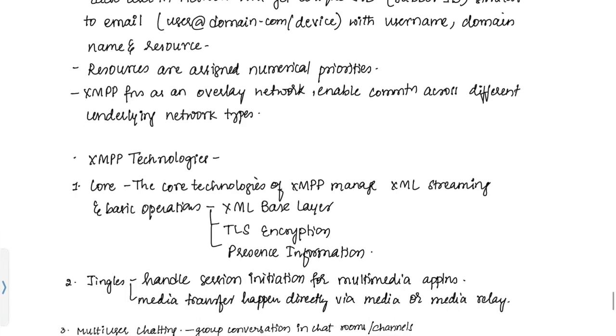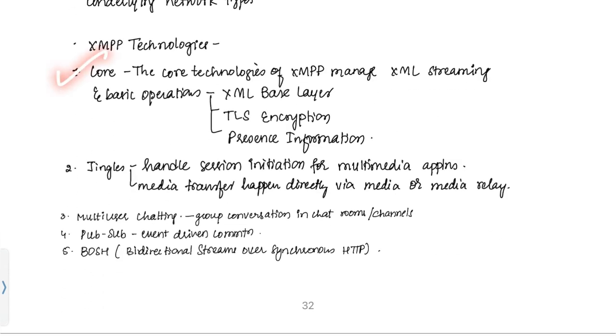Next, looking at the XMPP technologies. The first one we have is core. Core technologies of XMPP will manage the XML streaming and basic operations. We look into what the basic operations are. First one we have is the XML base layer, which is used for structured data exchange. Then we have TLS encryption for secure communication. Then we have presence information, that is to track if there is any user available in the network.